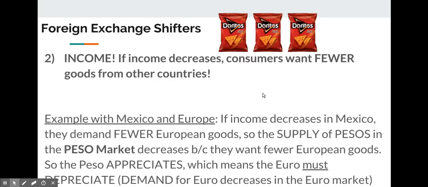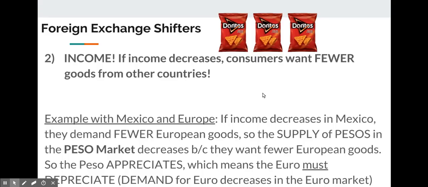And this is just the same idea, but from the opposite perspective. If income is decreasing, then you can no longer afford those fancy, exotic European or foreign products. So you supply less of your own currency because you're not buying as many foreign goods, which means the demand for the other country's currency goes down. So in our example, if income decreases in Mexico, the supply of pesos in the peso market will decrease because Mexican consumers no longer want the expensive European goods.